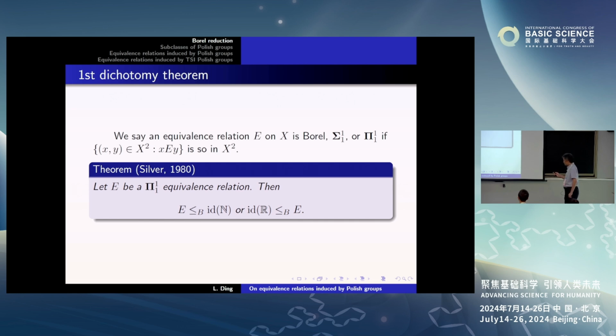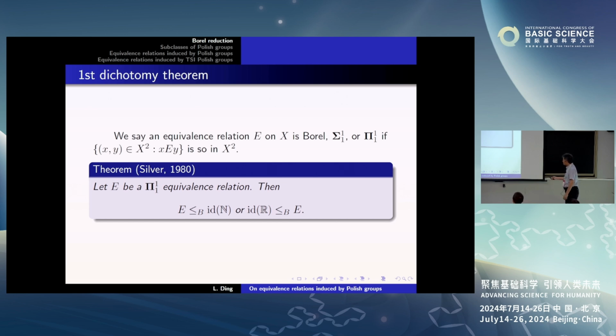Okay. So the first dichotomy, Silver's theorem, says: let E be a pi 1 1 equivalence relation. It means this set is a pi 1 1 subset of X squared. Then there are two cases. First, E is below the identity on N. Another case is the identity on R is below E. Look at this. In the first case, we can see that there are only countably many equivalence classes.